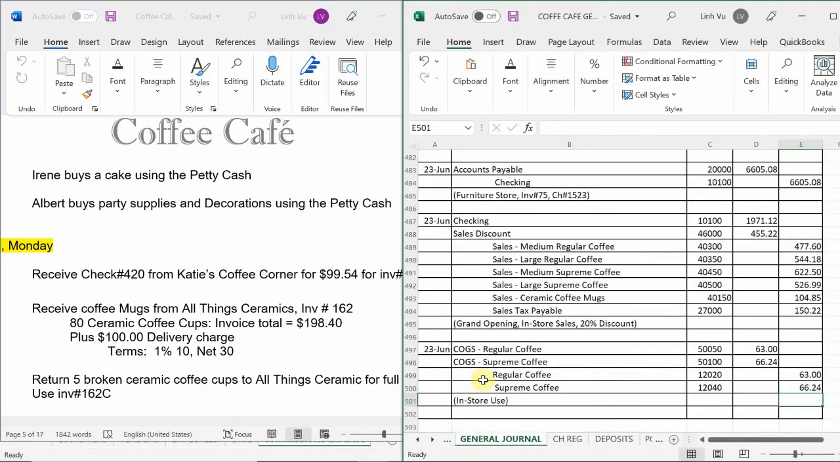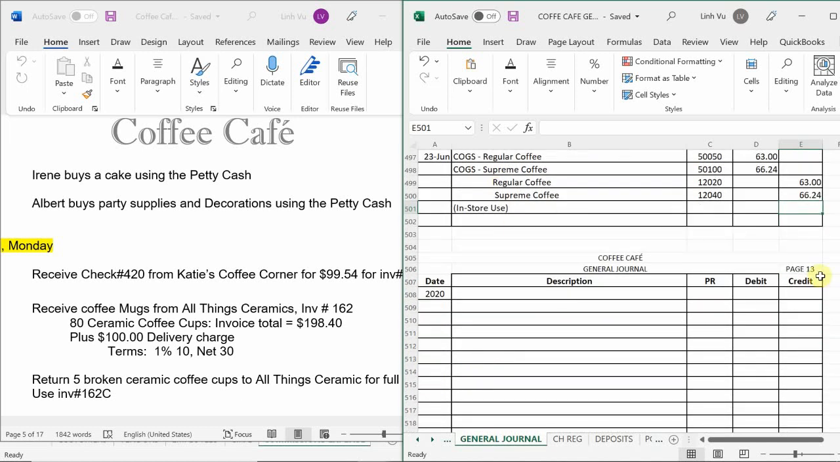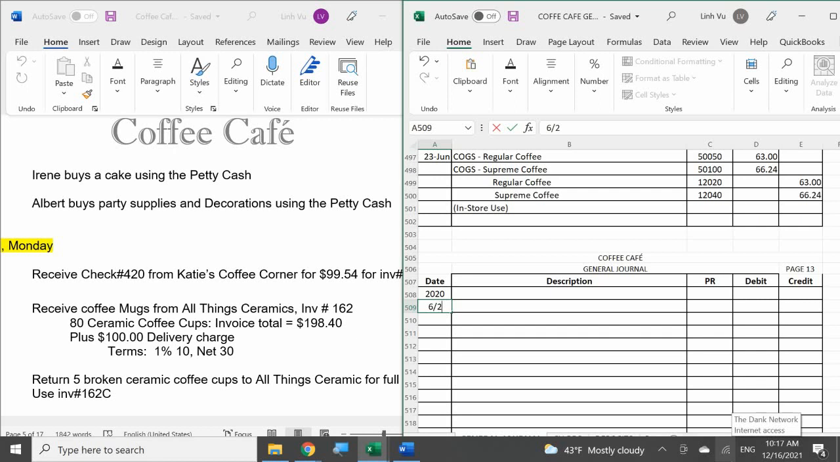With checking and accounts receivable. Okay, so we're done with page 12 here. We're going to be moving on to page 13. We're debiting checking, right, because we received money. And we are crediting accounts receivable, right? Because now Katie doesn't owe us money anymore. She's paying for what she owes.